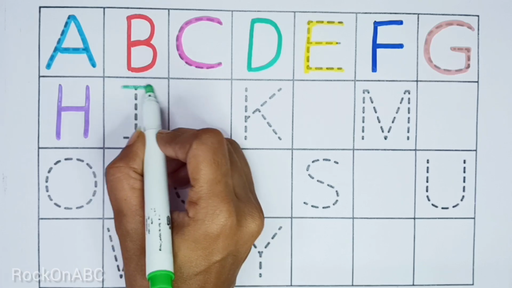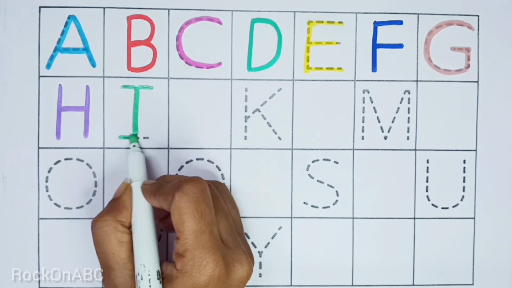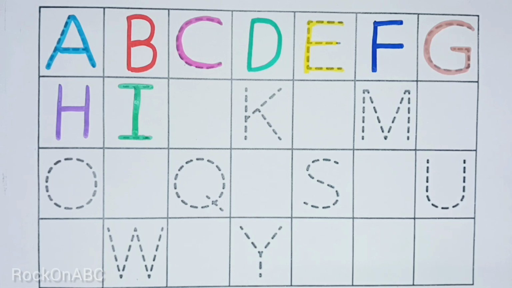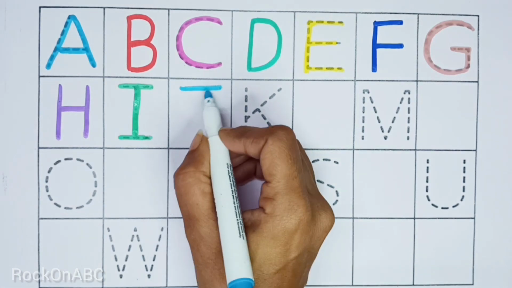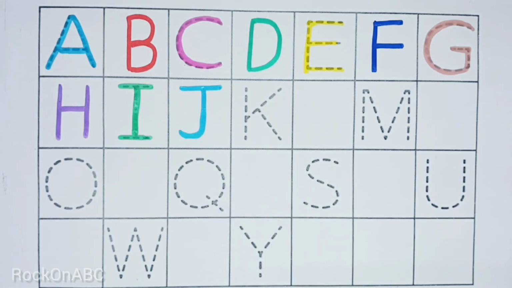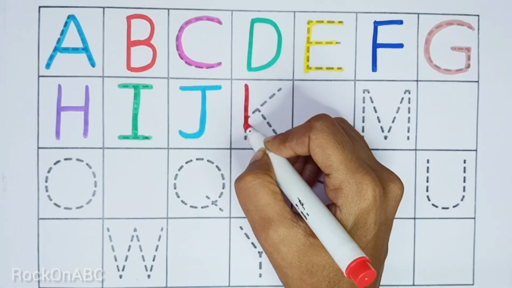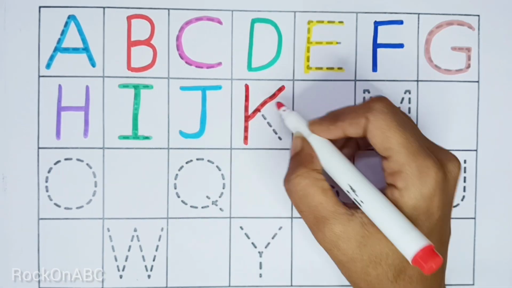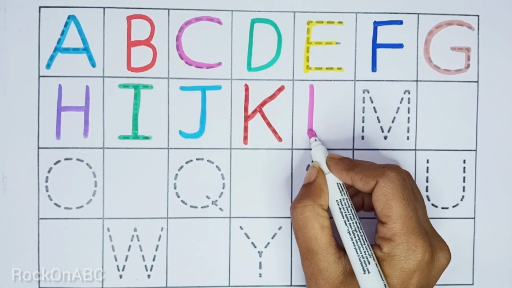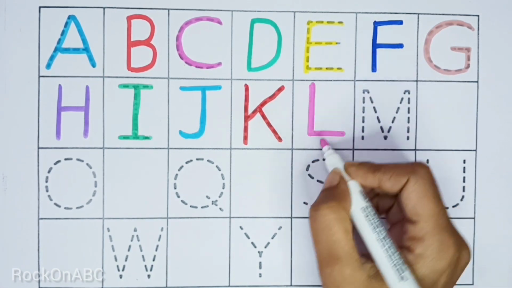Green color I. I for ink. Blue color J. J for joker. Red color K. K for kite. Pink color L. L for lamp.